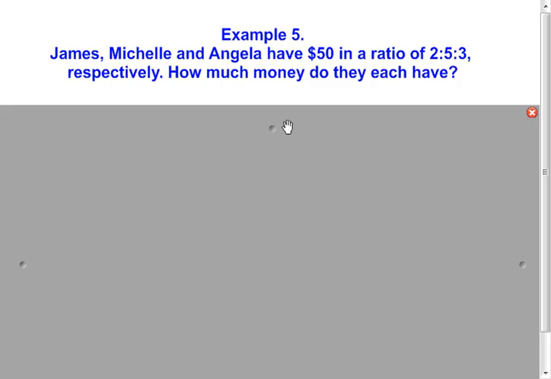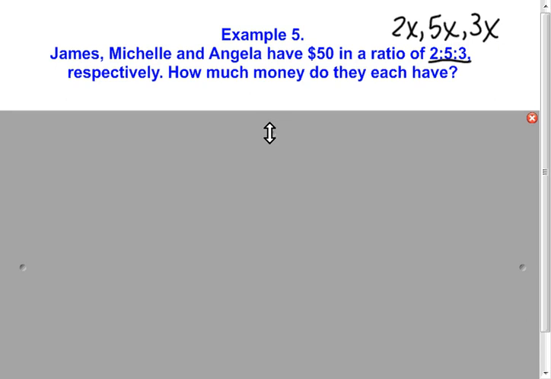Okay, continuing on, next example. James, Michelle, and Angela have $50 in a ratio of 2 to 5 to 3. So we're talking about an extended ratio here. It doesn't mean that James has $2, Michelle has $5, and Angela has $3. It's that they're in this amount, 2 times something, 5 times something, and 3 times something.